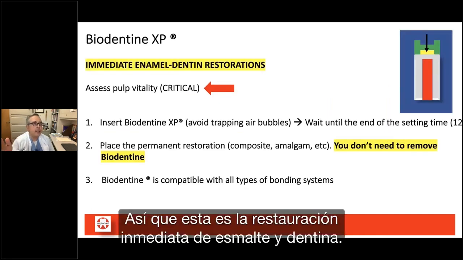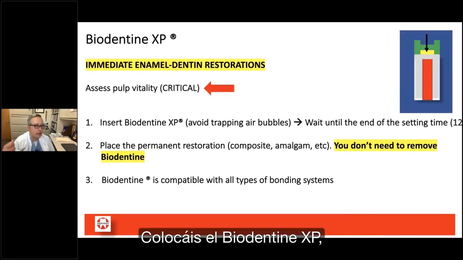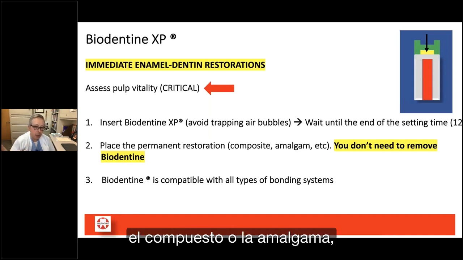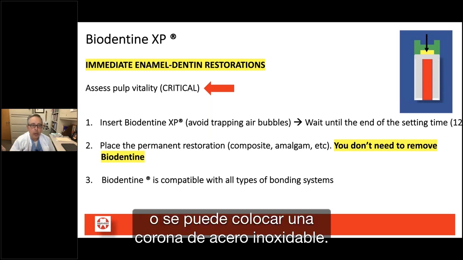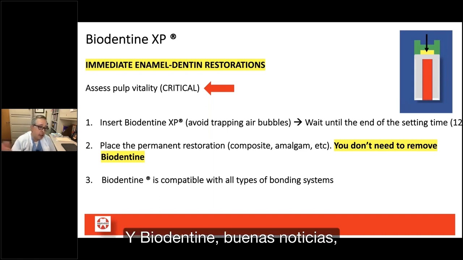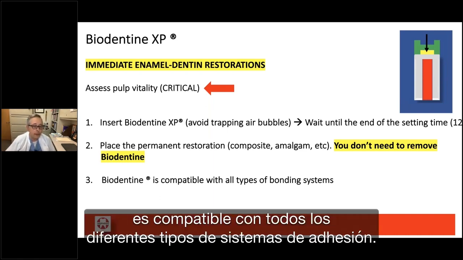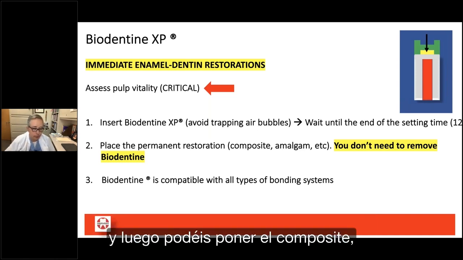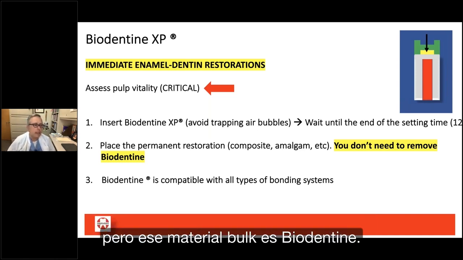So this is the immediate enamel-dentin restoration. You place the Biodentine XP, you wait until the end of the setting time, and then you place the permanent restoration, the composite or the amalgam. Or you can place a stainless steel crown. You don't need to remove the Biodentine. And the good news is that Biodentine is compatible with all different types of bonding systems, so you can etch and bond over the Biodentine, and then you can put your composite. But that bulk material is Biodentine.